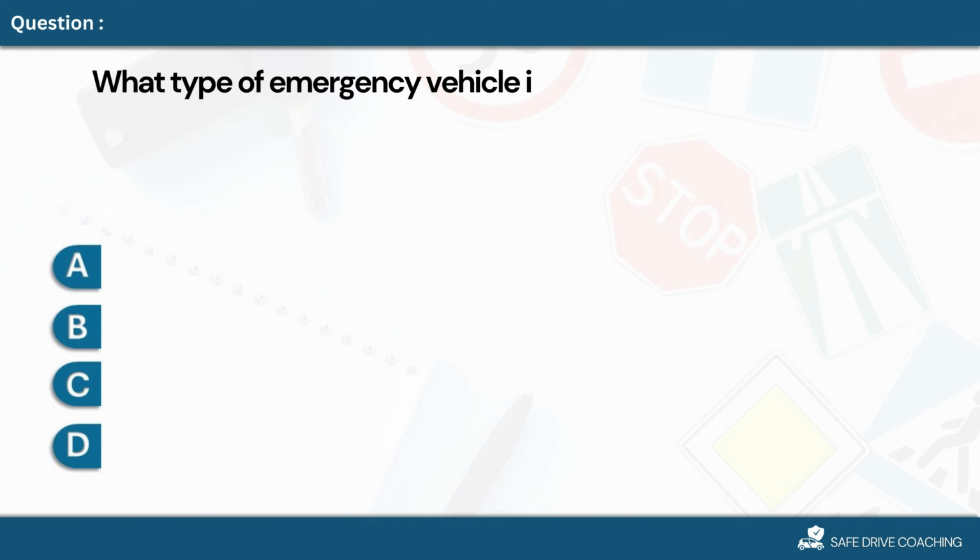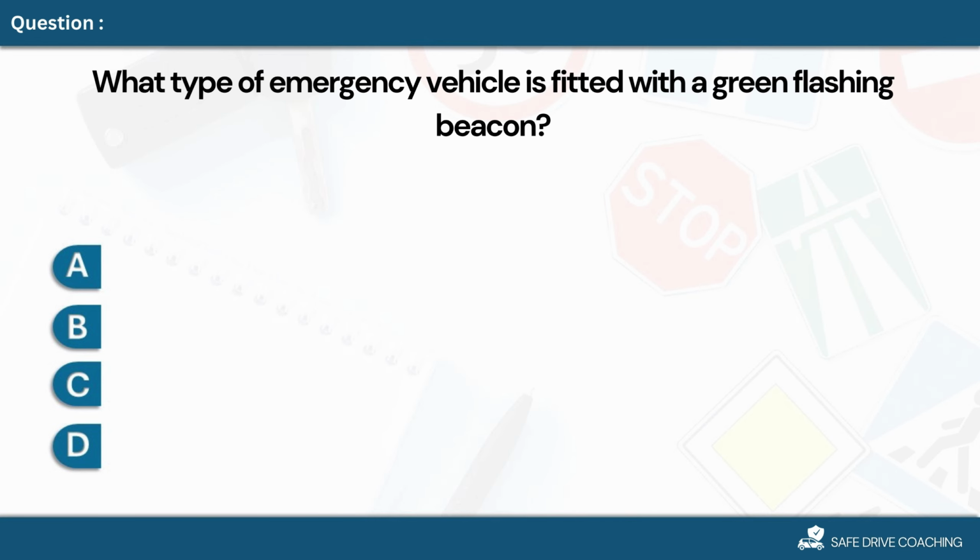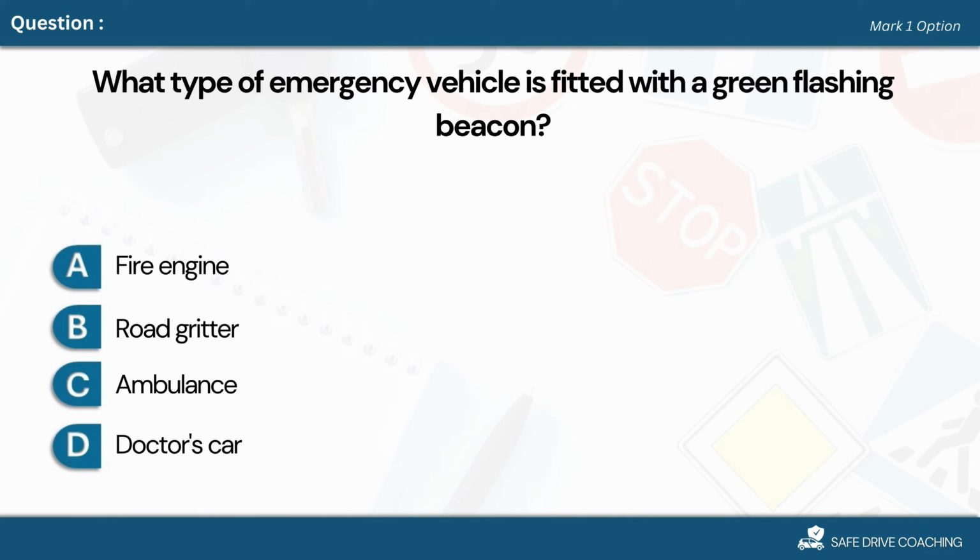What type of emergency vehicle is fitted with a green flashing beacon? A. Fire engine. B. Road gritter. C. Ambulance. D. Doctor's car. The correct answer is D. Doctor's car.